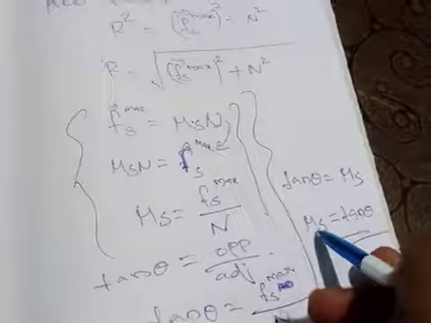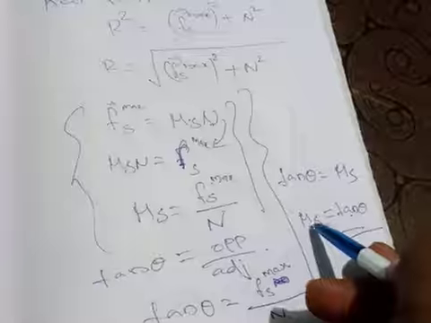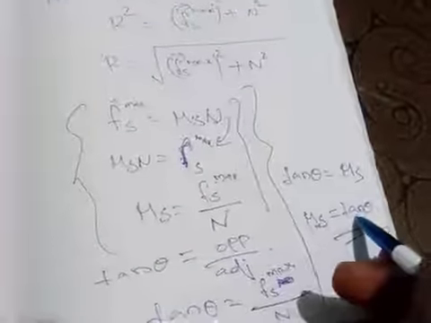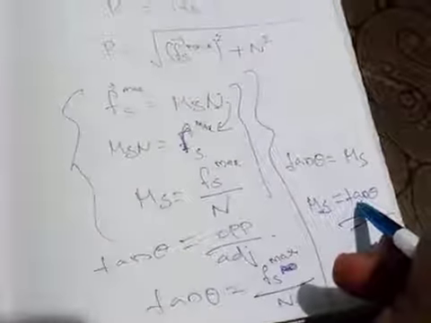So this is what this derivation. So you can derive this, you can define this. What mu S is equal to tan theta means, you can tell this is what the coefficient of static friction. So the coefficient of static friction is equal to the tangent of the angle of friction. That is how you can define this.